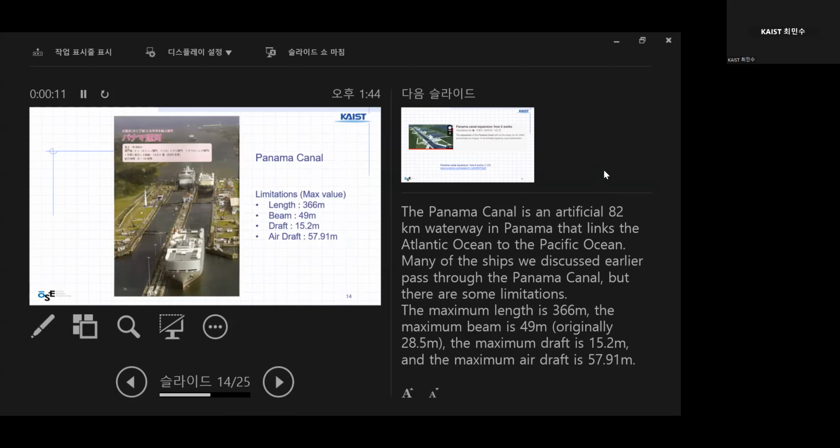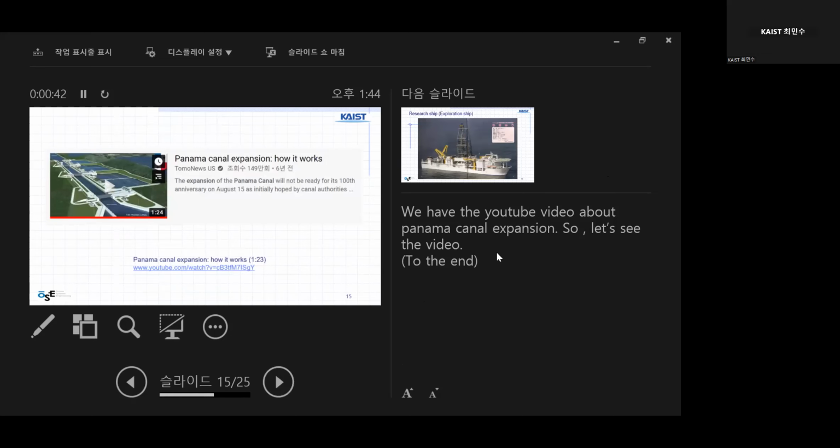Next, the Panama Canal is an artificial 82-kilometer waterway in Panama that links the Atlantic Ocean to the Pacific Ocean. Many of the ships we discussed earlier pass through the Panama Canal, but there are some limitations like this. The maximum beam, draft, and air draft are like this, so there are some limitations. So too-big ships cannot pass through this canal. We have another YouTube video about the Panama Canal expansion, so let's see this video.